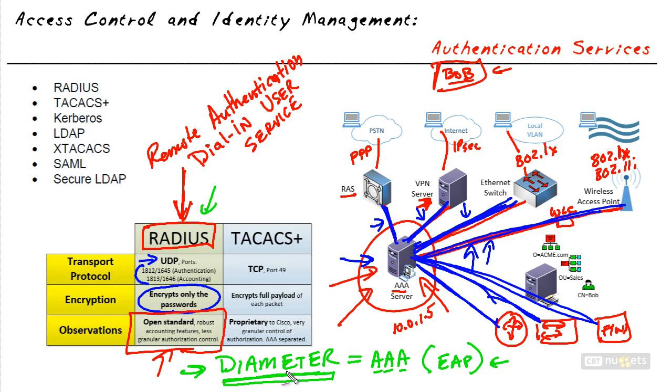Now, Radius and Diameter are not the only AAA protocols out there. There's also something called TACACS. Now, there was an original TACACS that was called TACACS, and there's an RFC for it. And then Cisco made some enhancements to it, and they called it X-TACACS. And then the final evolution, or the current evolution of TACACS, is called TACACS Plus, and it is completely proprietary from Cisco. It is not an open standard.